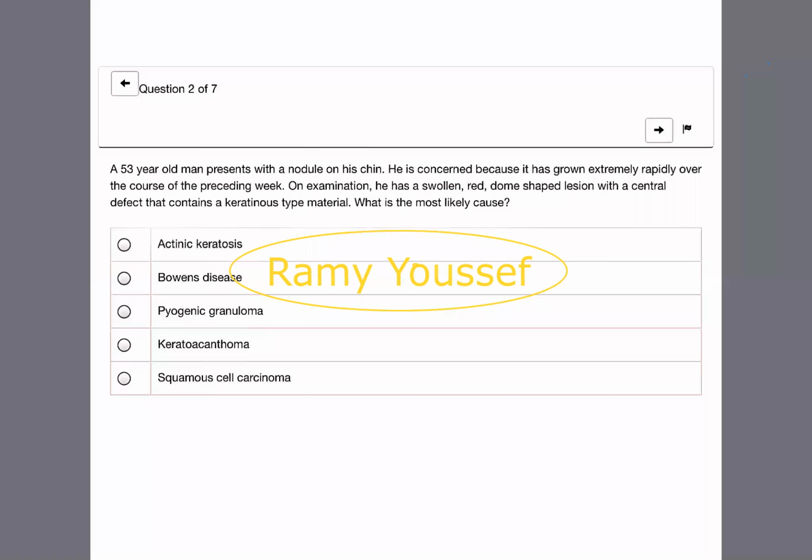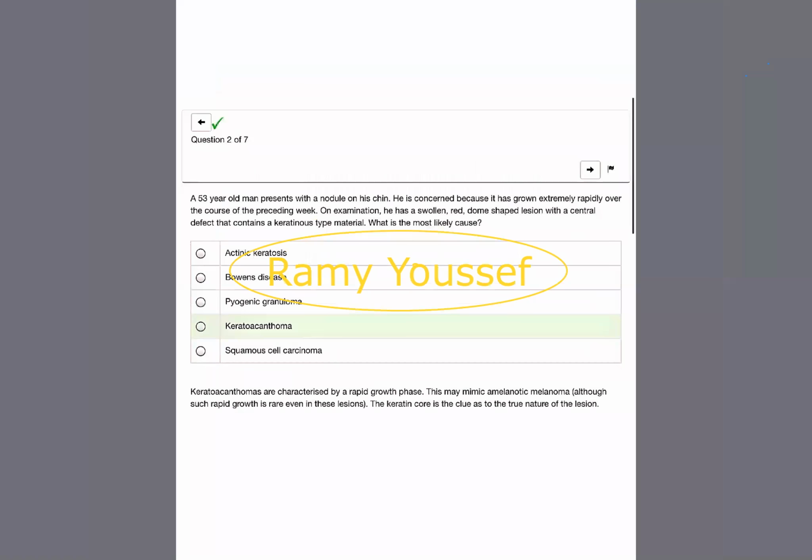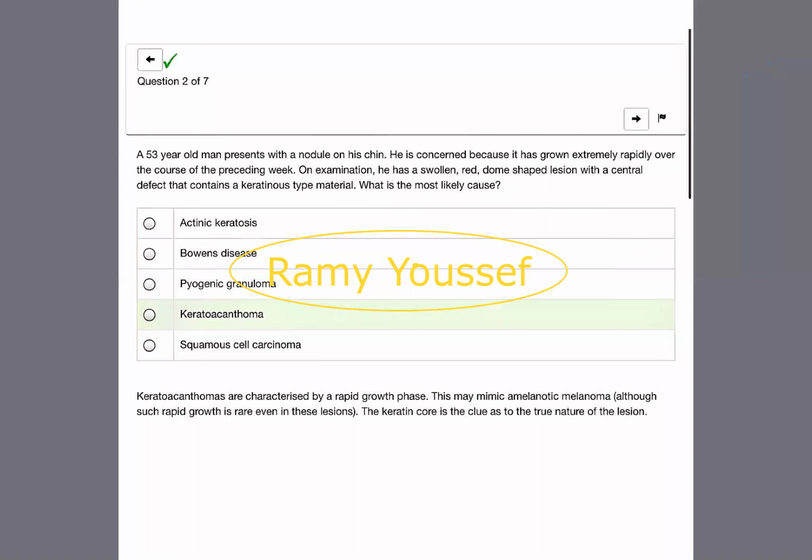Growing rapidly, swollen, red, dome-shaped, central defect, keratinous. I'm a bit confused between actinic keratosis and keratoacanthoma. Keratoacanthoma, rapid growth. It's keratoacanthoma. May I ask, is actinic keratosis related to a certain type of trauma, plant or something like that?